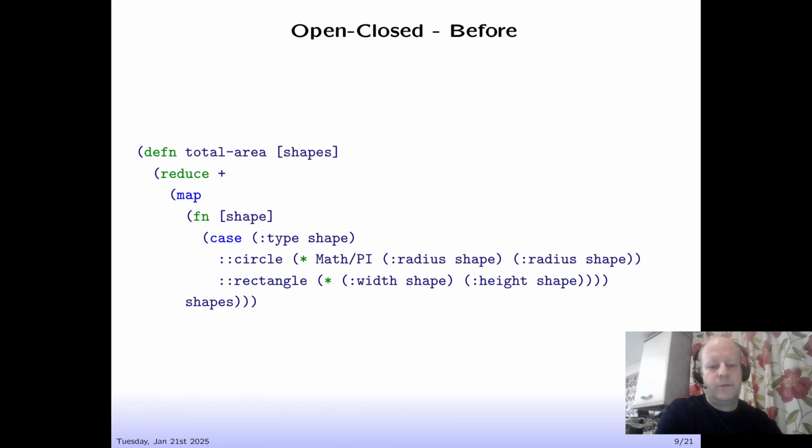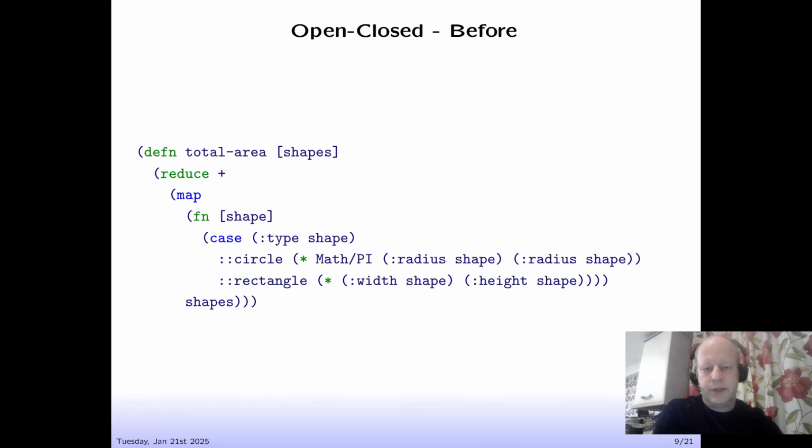The problem with this method is if we were to introduce another type of shape, we would have to modify this method. So this method is not open for extension. It's also not closed for modification. We have to modify this method because it's not easy to extend it.